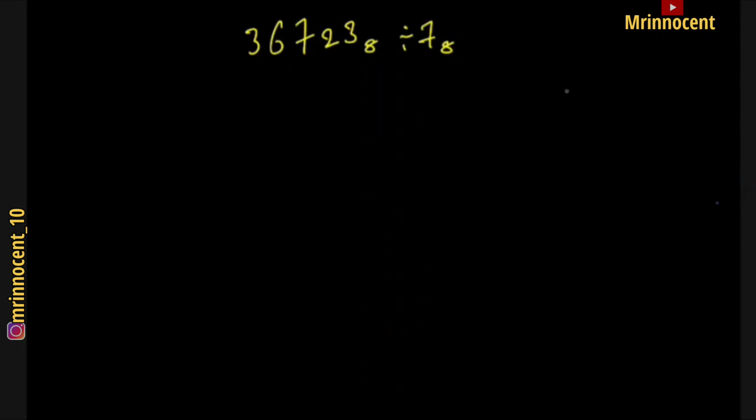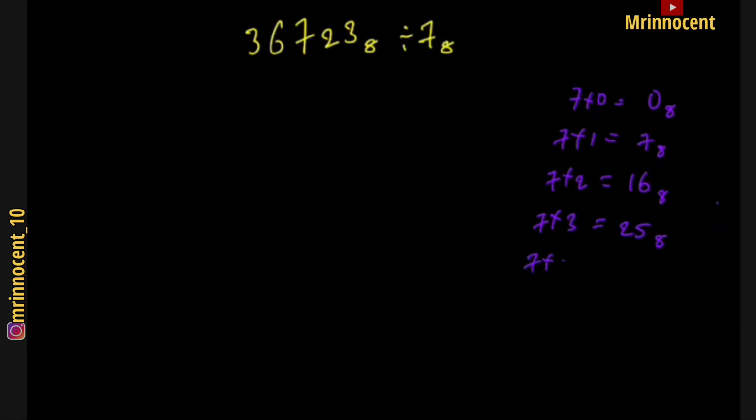So you have 7 times 0 is 0 in base 8. 7 times 1 equals 7 in base 8. 7 times 2 equals 14. And 14 in base 8 is 1, remainder 6 in base 8. 7 times 3 is 21. And 21 in base 8 is 2, remainder 5.